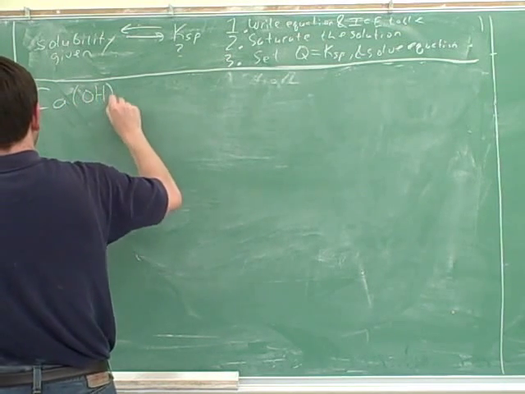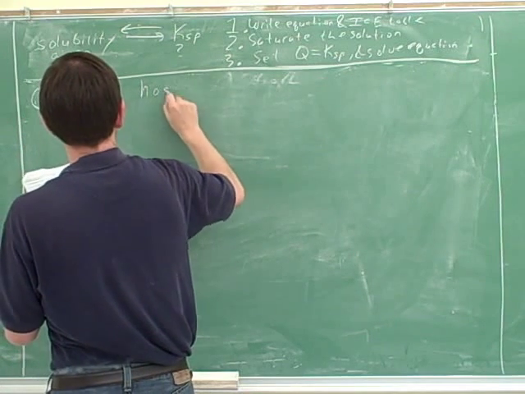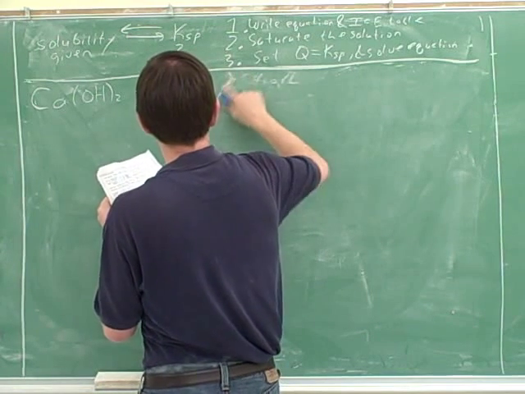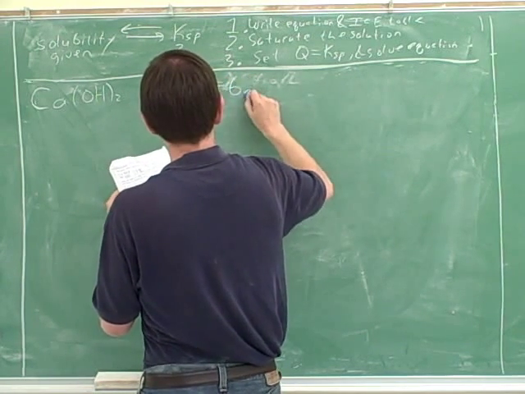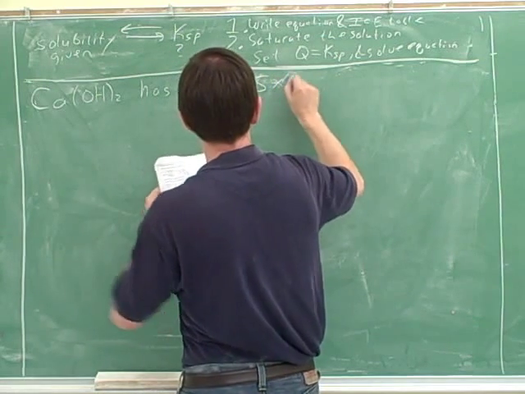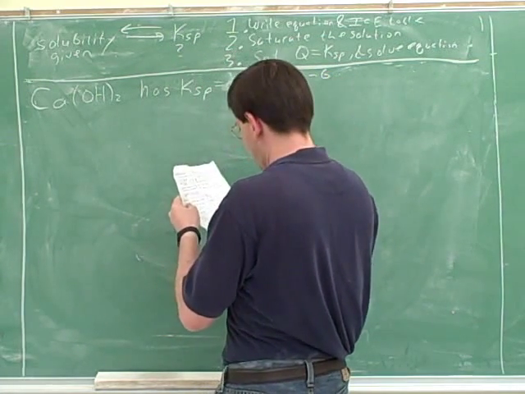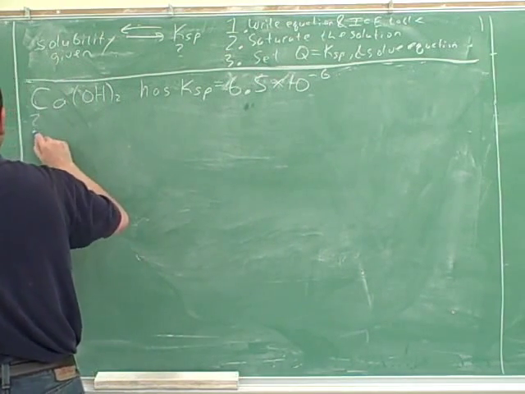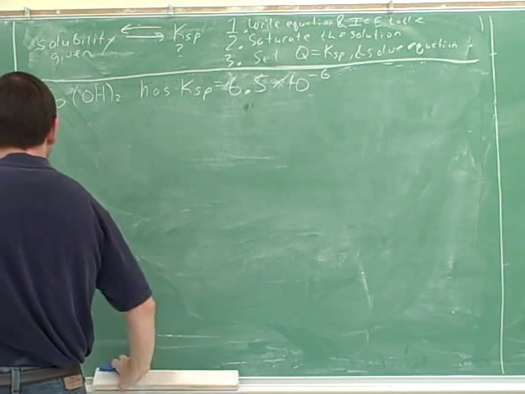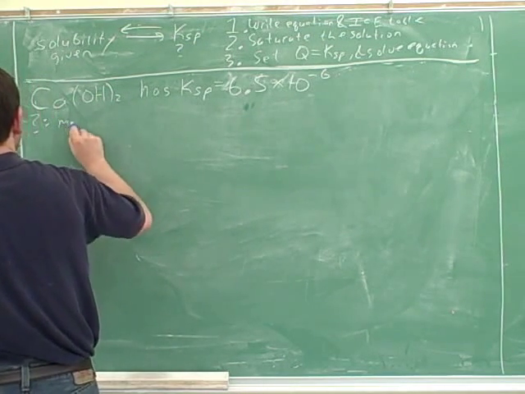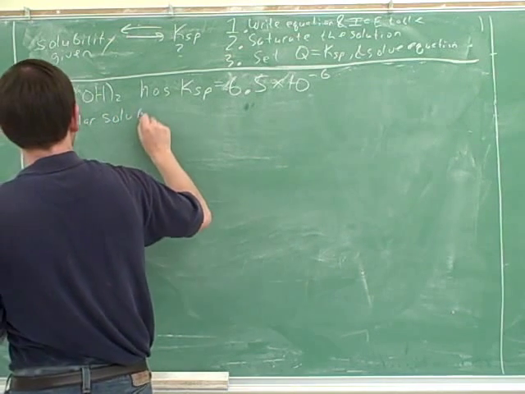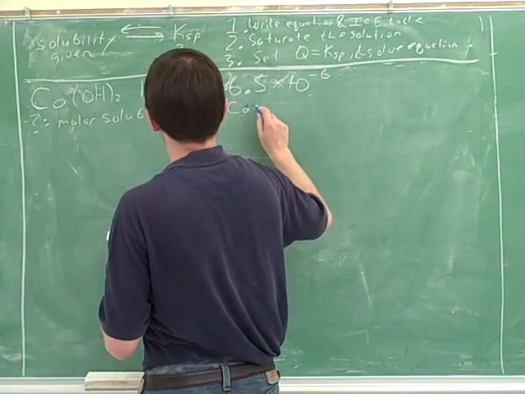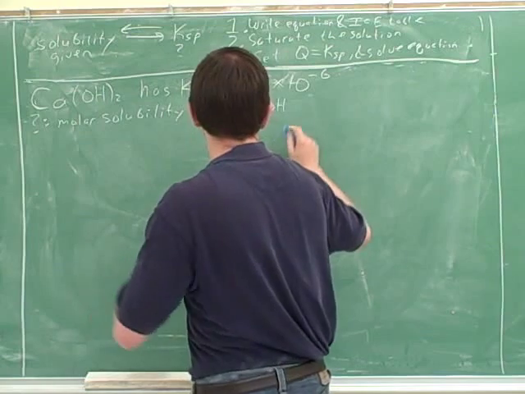Calcium hydroxide has a KSP of 6.5 times 10 to the negative 6. And the question is, find the molar solubility of calcium hydroxide.